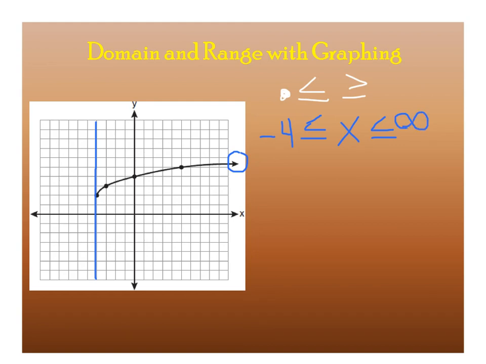Okay, now if we want to do our range, we know that it starts down here. Do we know how high it's going to get? No, we do not. So therefore, we know that it goes on our y-axis at 2, and that's going to be less than or equal to y is less than or equal to, and then again it's going to be infinity.